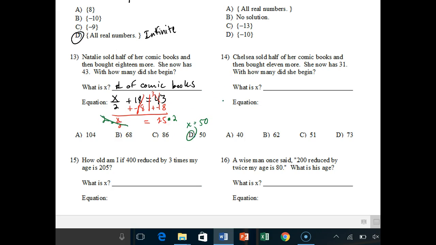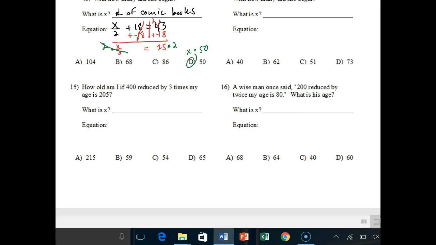I'd pause and try and do 14 if I were you. And then the last one, how old am I if 400 reduced by, that's subtraction, 3 times my age is 205. So age is the x value, right? So 400 reduced by 3 times my age, which I don't know, which is 3x, is 205. Right? So we'll start off by adding negative 400 to both sides. That is a negative 400, sorry about that. That cancels out. Make sure you drop down not 3x, but negative 3x is equal to 205 plus negative 400.